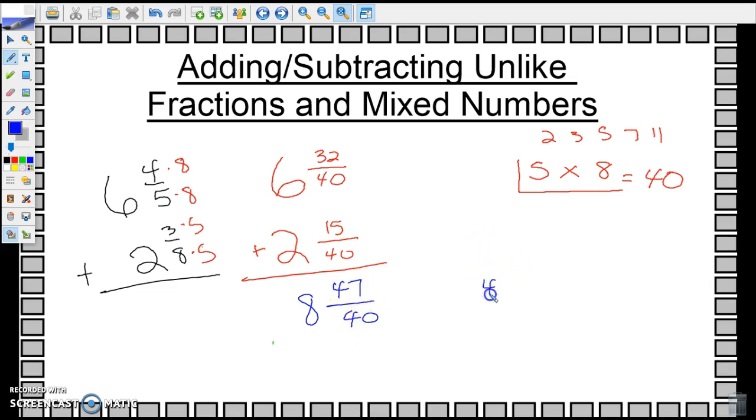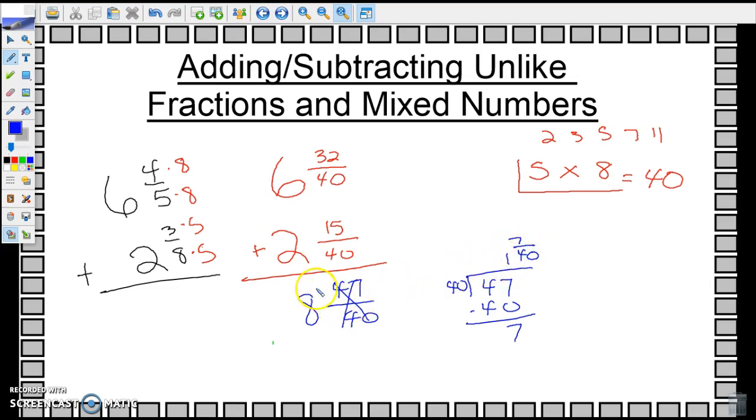So I'm going to take 47 divided by 40. 40 can go in one time, multiply, subtract, and now I have that 7 left over. So I'm going to bring my 7, my remainder, up to be my numerator, out of 40. So I've renamed this fraction, okay? So now it's no longer 47/40, it is now 1 7/40.